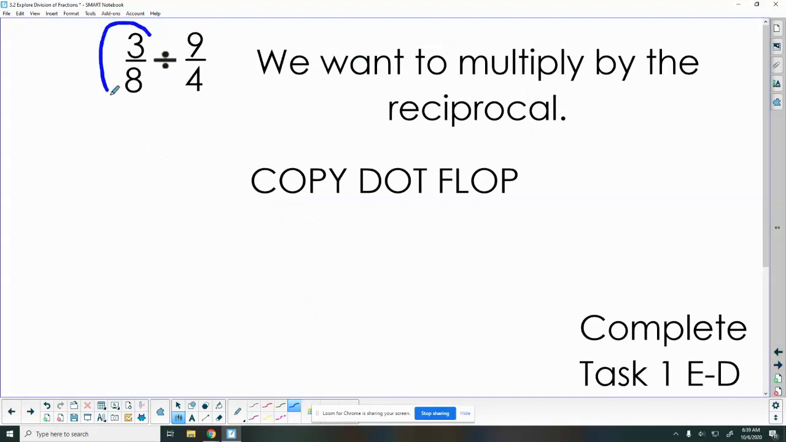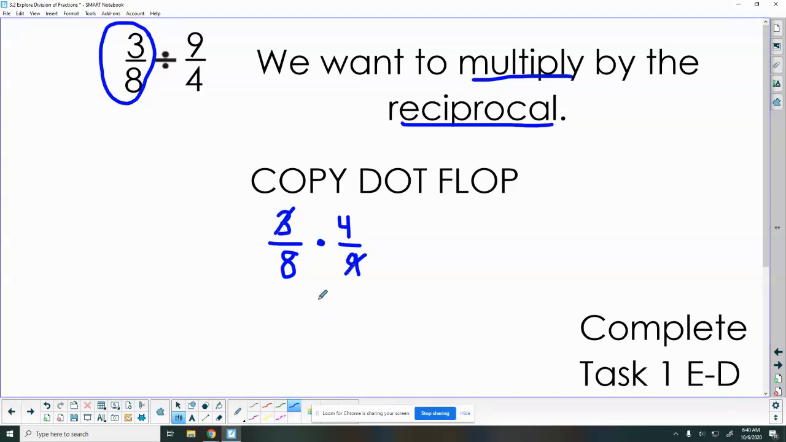So we take our dividend, what we have. So I have 3/8 and we copy that one. That's what I have and I keep it the same. I'm not changing that. But we're going to multiply by the reciprocal. So instead of dividing, I'm doing the opposite of divide, which is multiply. There's my dot. And then I'm doing the reciprocal. Since I changed to the opposite of division, I have to change to the opposite fraction, which turns into 4/9.